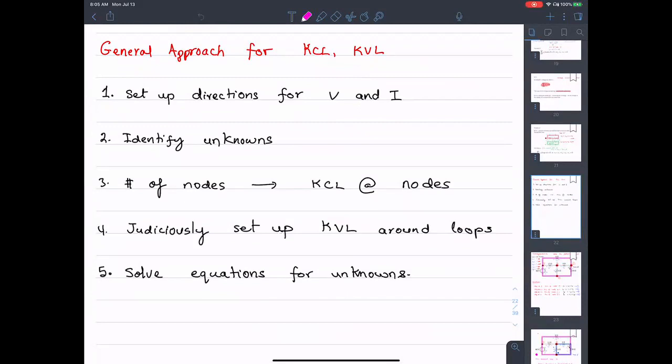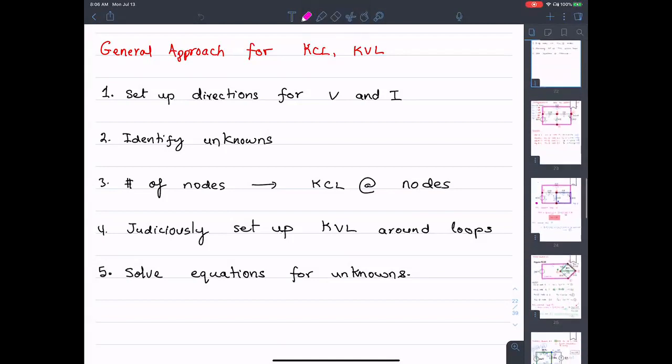And then I identify the unknowns. For all the nodes, I set up the KCL equations, Kirchhoff's current law equation. And then I judiciously set up KVL equations only over loops that give me some breakout, okay? I'm very careful in choosing my KCL and KVL so as to give me the solution as soon as possible. And then when I set up a bunch of equations, I solve for the unknowns. So that's the general procedure for KCL and KVL, okay? Questions about that, please?